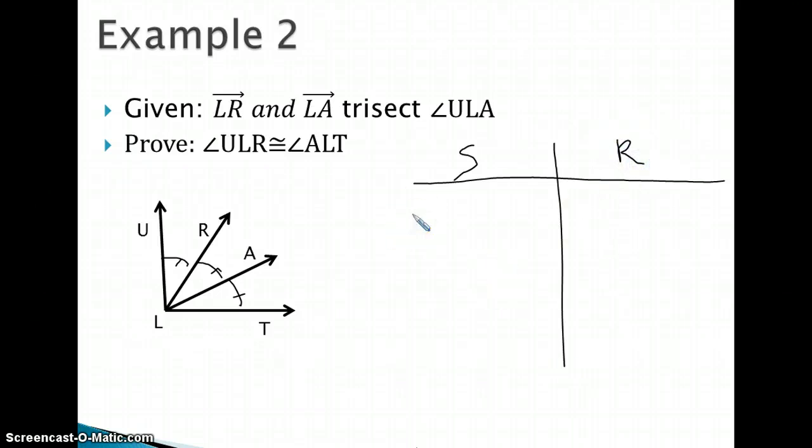Alright, so let's see, LR and LA trisect angle ULA. So that's my given information. Always start your proofs with your givens.